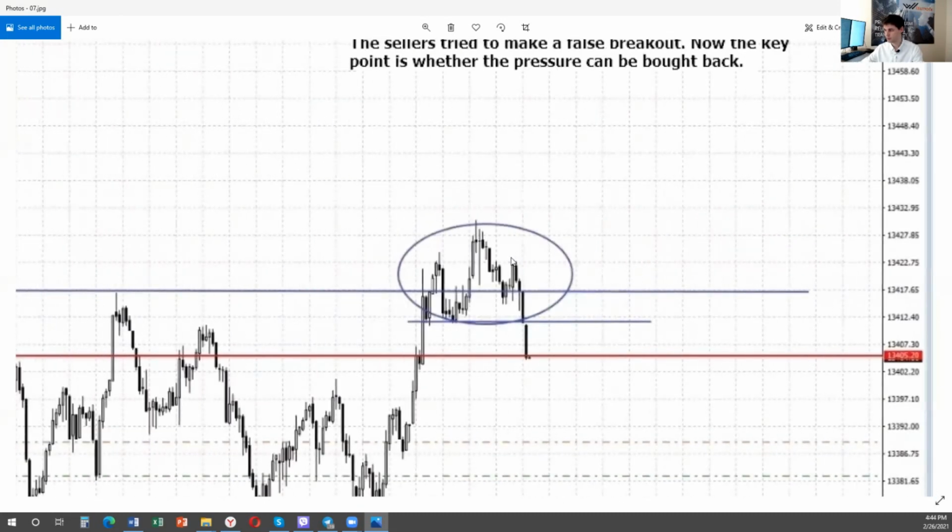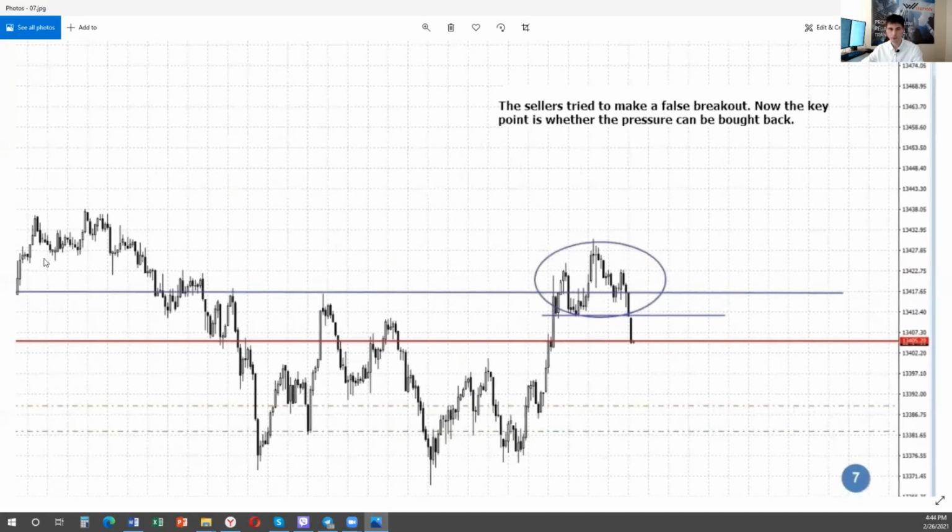Picture 7. The situation becomes more and more undesirable after the instrument failed to pass 13,417 and failed 13,412. Here the chances are already scanty for the continuation of the upward movement, but so far they remain, and the mathematics of the trading approach is not implemented. I can only observe here.